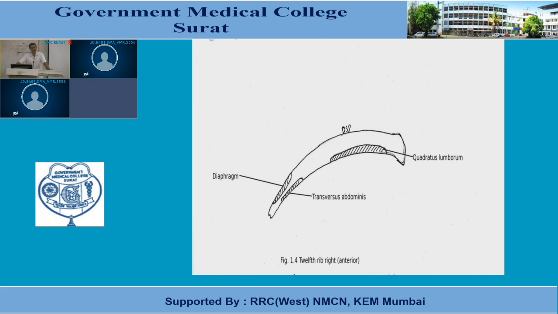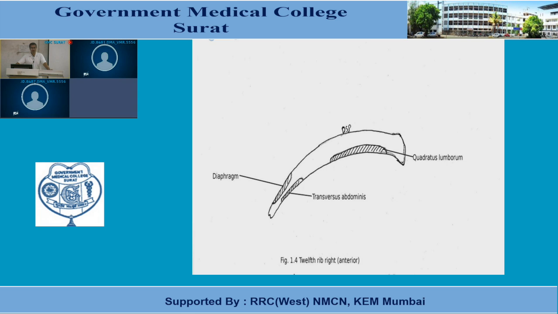Now the 10th and 11th ribs. The 10th rib again shows the same features as a typical rib, but it is short compared to typical ribs. In the 10th rib, its costal cartilage joins with the costal cartilage of the upper ribs, meaning 7, 8, 9 and 10 are continuous, forming the costal margin.